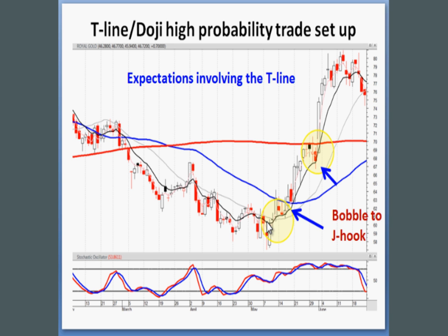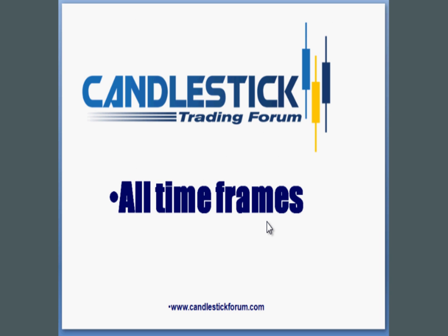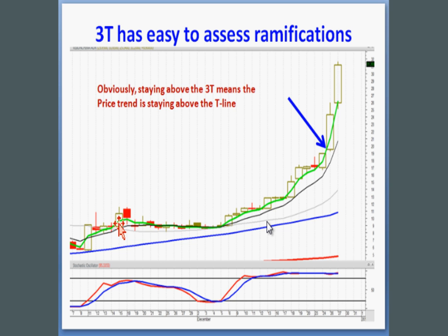The T line is the 8 exponential moving average. Okay, so they work for all time frames. It doesn't matter whether you're trading off a 1 minute, 5 minute, or 10-minute chart. It all works the same way. And the 3T line, this could be a 5-minute chart. This could be a monthly chart.